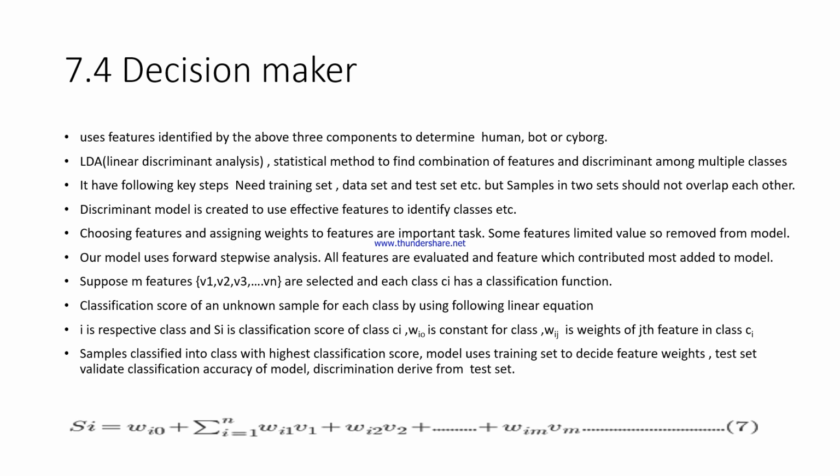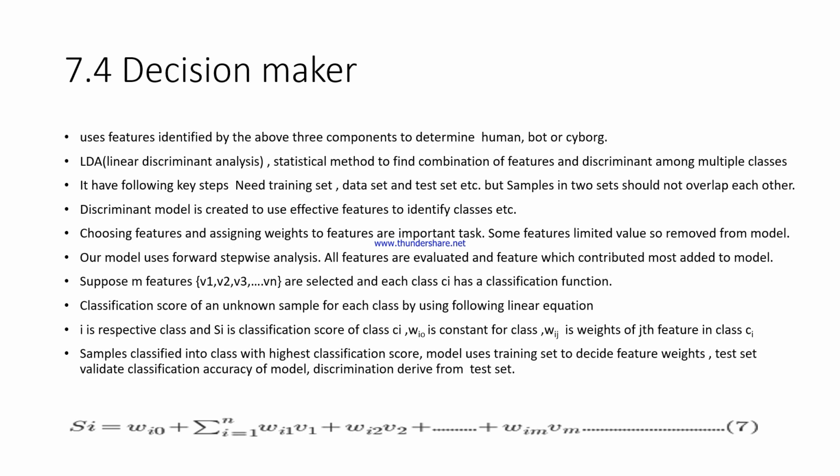The discriminant model is created to use the effective features to identify the class. Choosing the features and assigning a weight to each feature is an important task. We see that some features have limited value, so we remove them from the model. Our model uses forward stepwise analysis: all features are evaluated, and the feature which contributes the most is added to the model. If a feature doesn't contribute enough, we don't add it to the model.